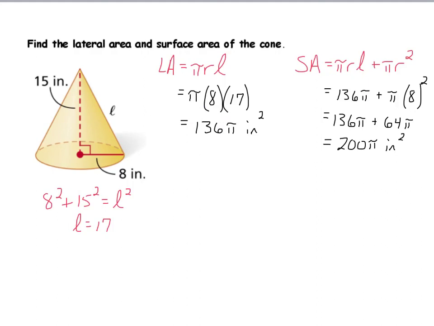For the surface area, pi rl, we just figured that out to be 136 pi, plus the area of the circle of the base. So pi r squared, my radius is 8. So 64 pi added on to 136 pi gives me 200 pi inches squared. So all you have to do is make sure you know these formulas, make sure you understand how to find slant height, and don't forget how to figure out what the area of a regular polygon is, because that's really going to help you out with these.